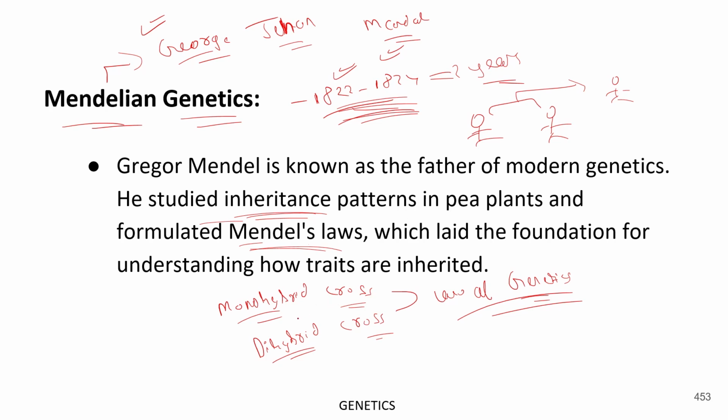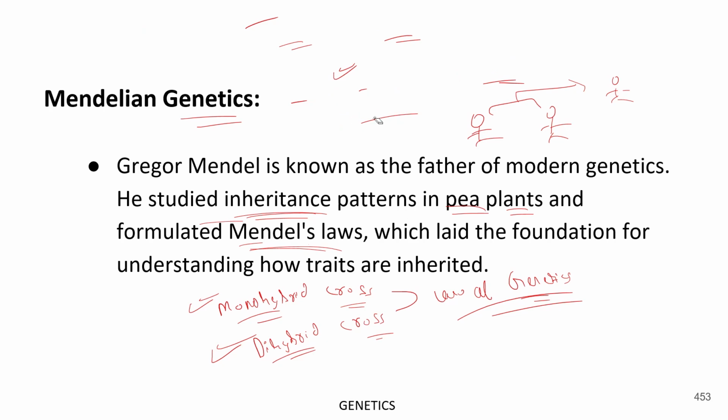Got it? So basically, he tried his experiment on pea plants. First, he did the monohybrid cross. Second, he did the dihybrid cross. So let's discuss these crosses one by one. Our first one is the monohybrid cross.